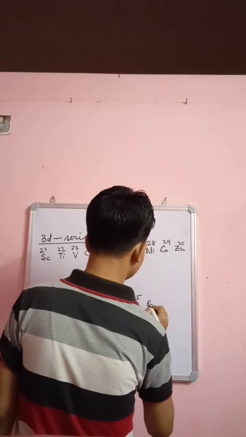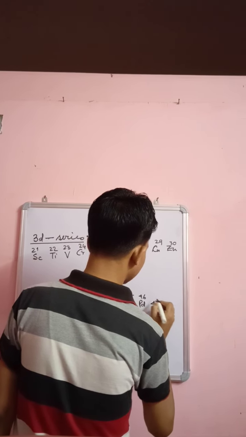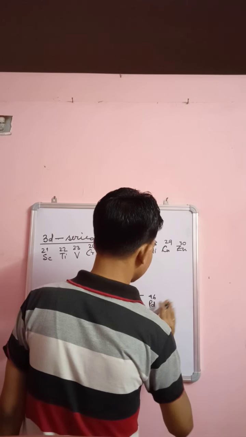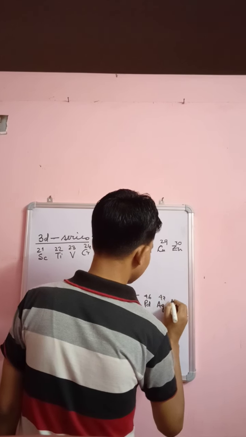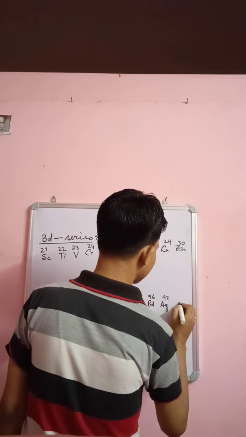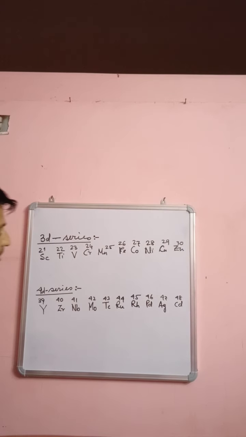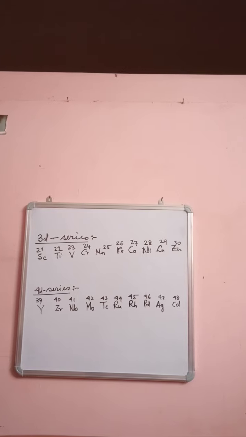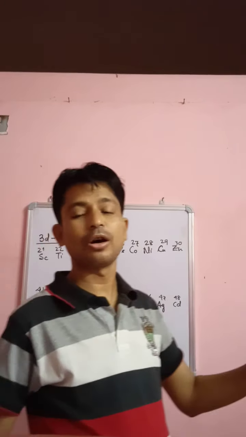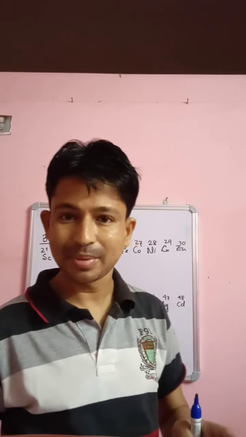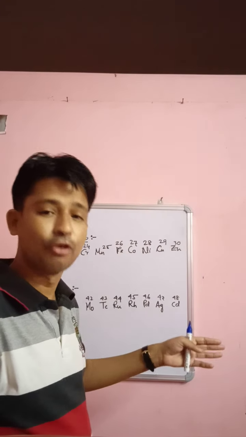then palladium 46, then silver 47, and cadmium is 48. So these are the 10 elements of the 4D series. Next we have another 6 elements of P block, so 48 plus 6 is 54.